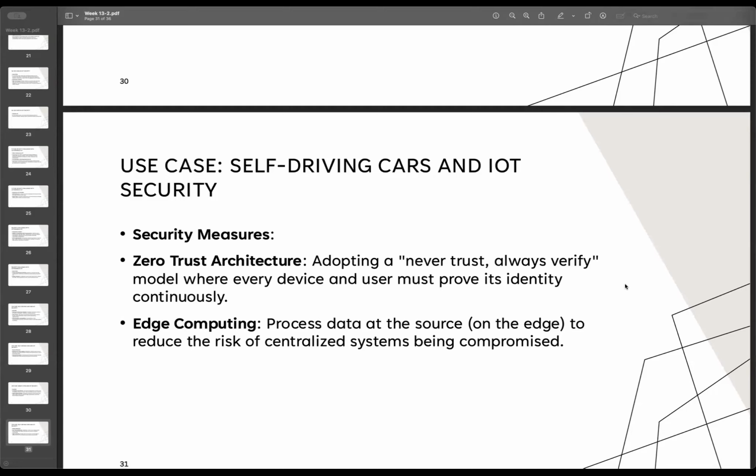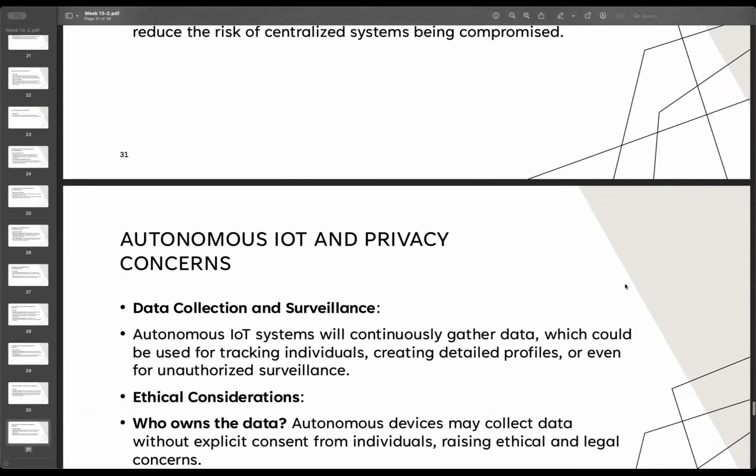And also for edge computing. When we process data at the source, or we say on the edge, then it reduces the risk of the centralized system being compromised. So they're all possible ways and directions to increase the security of the IoT.